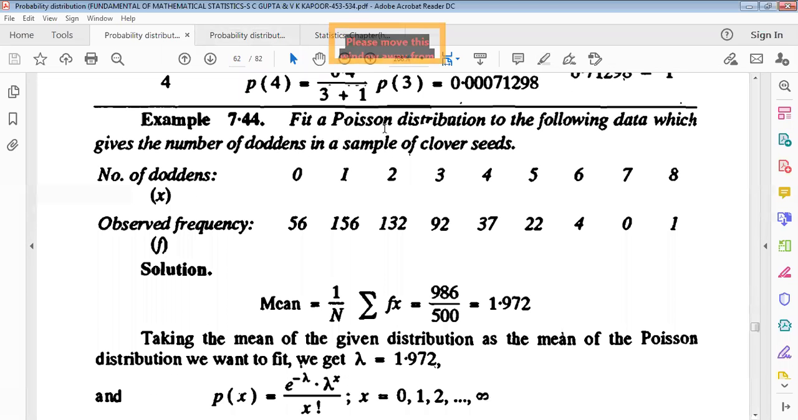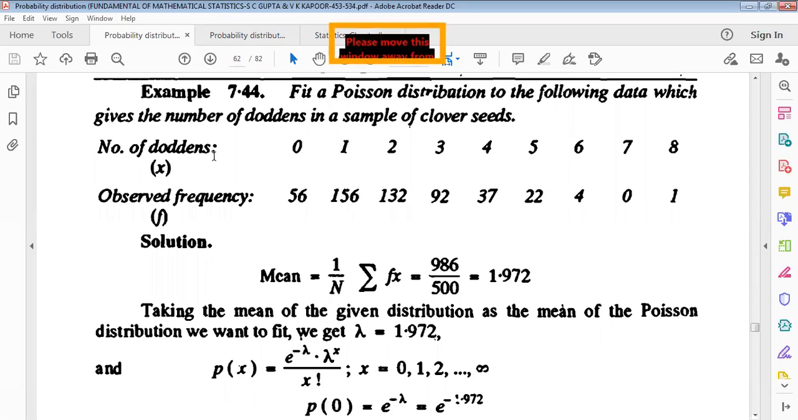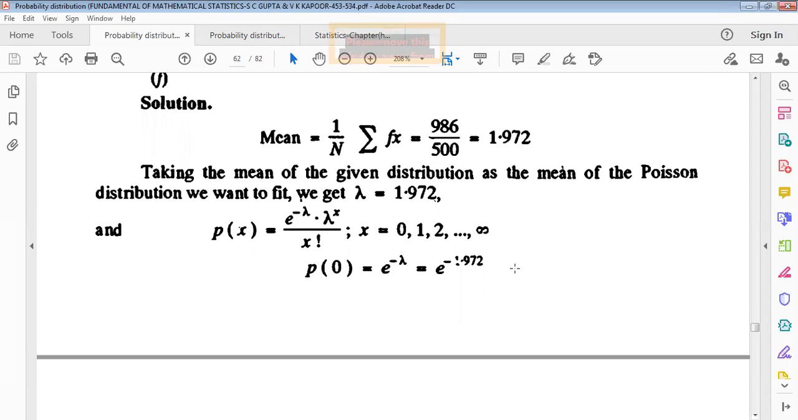In this example, fit a Poisson distribution to the following data, which gives the number of rodents in a sample of clover seeds, x from 0 to 8, with observed frequencies as given. To find the mean we need the summation of fx. Multiplying each x by its frequency and adding gives the total sum. Dividing by the total frequency, which is 500, the mean lambda or m equals 1.9.